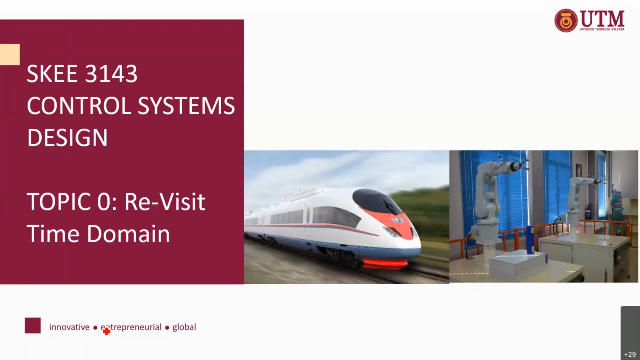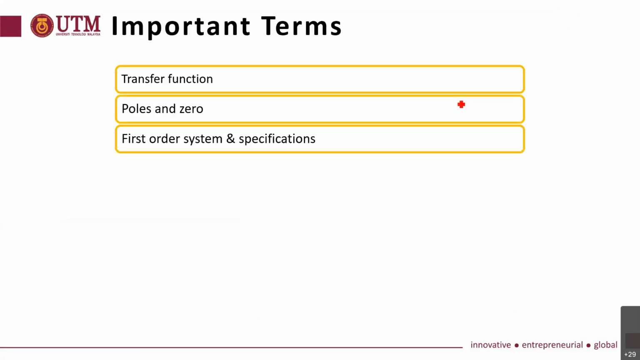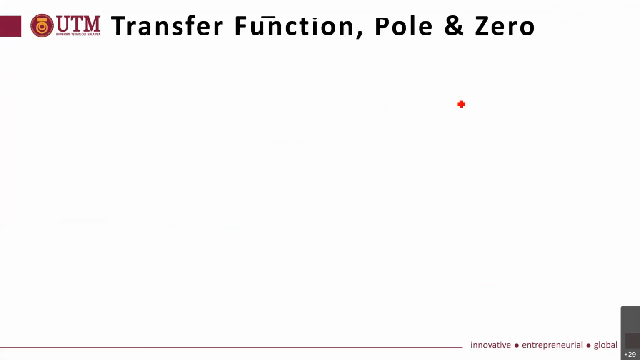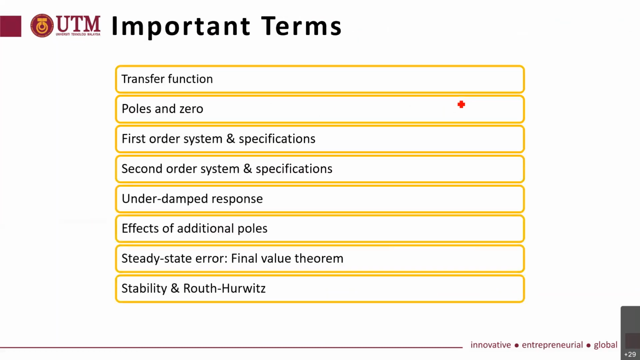I would like to continue with some revision on time domain, which is in chapter 5 of 3133, which mainly discusses time domain. There are a few important terms which you should understand in order to proceed with control system design.